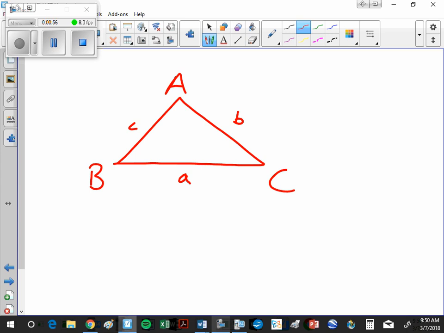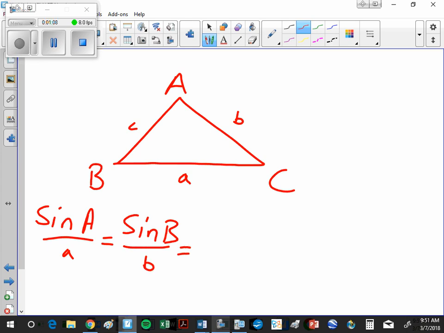The law of sines simply says the sine of capital A over little a is equal to the sine of capital B over little b, which is equal to the sine of capital C over little c. And last year we talked about how we know that's the case, and it's a big long proof, and we found out why that's the case, and then we didn't really care. We just used the formula.